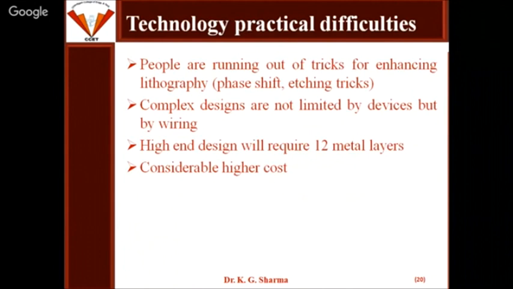Next point is high-end design may require, as we talked about, microprocessor designs may require 12 metal layers to have the full interconnection of the different devices. Metal may be taken as follows: the silicon surface is there, over the silicon surface you have the silicon dioxide, then you place the interconnection, then another metal layer, and so on. That is also increasing the overall cost of the microprocessor or the devices, and because of that, considerably higher cost is there.